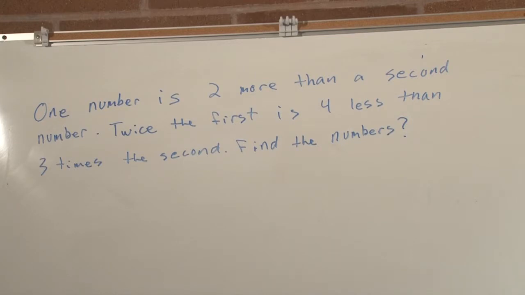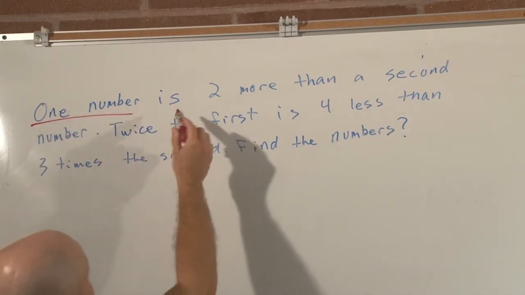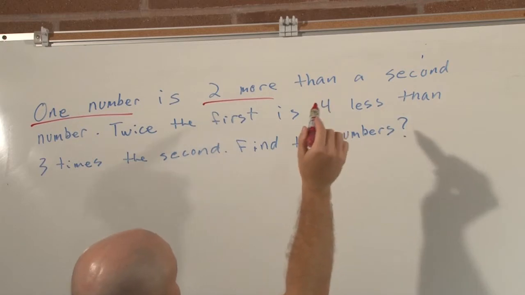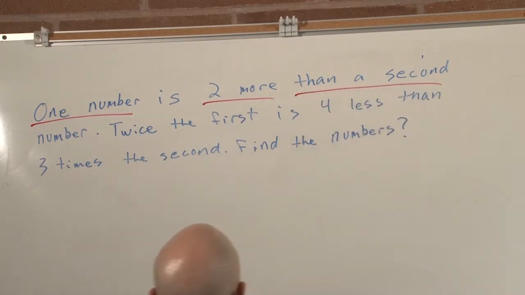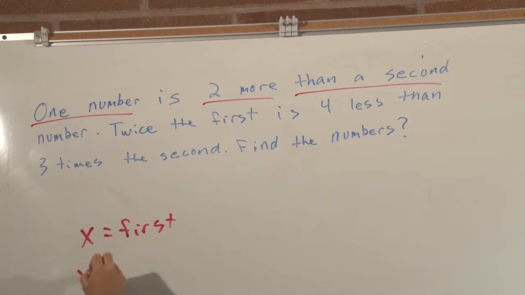So what I'm going to do now is gather the information, maybe underline or write down whatever I need to write down. So here I'm going to say one number that I don't know is 2 more than the second. Now reading this, if I identify my variables right now, I definitely know my variables are the first number and the second number. So I'm going to say let x be the first number. So if x is the first number, y is the second.